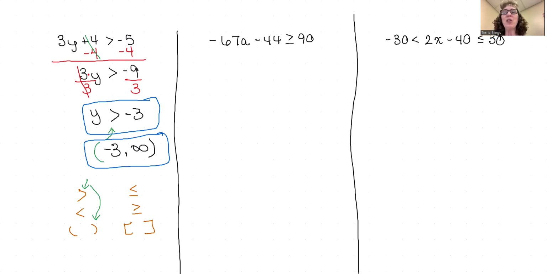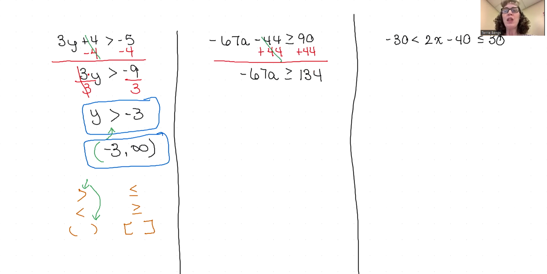All right, let's move on to our next problem. We have -67a - 44 ≥ 90. We want a on the left-hand side by itself, so we start by moving that number, the -44. We want to do the opposite. The opposite of -44 is +44. What we do to one side, we must do to the other, so we add that 44 to both sides. That cancels out the 44s, because that makes a 0. And we're left with -67a ≥ 134.